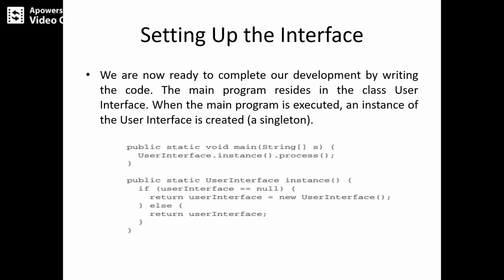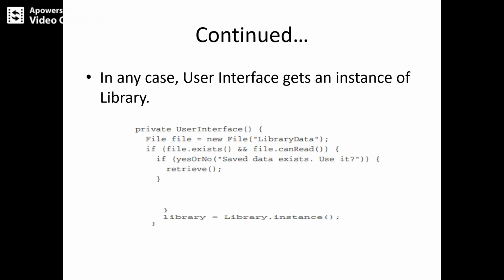In any case, user interface gets an instance of library, and we need to note that, because setting up the interface is the initial task. How can we do it? Implementation task: private user interface, and all the file details will be taken. So here private user interface and library data. If file dot exists and, because the and operator will be used, file dot can read. If that condition is true, we need one more if condition: if yes or no, save data exit. Only then can we retrieve the data. If the data is present, user interface gets an instance of library, and data can be retrieved here. So library is equal to library dot instance. Finally, data will be issued in the following way.